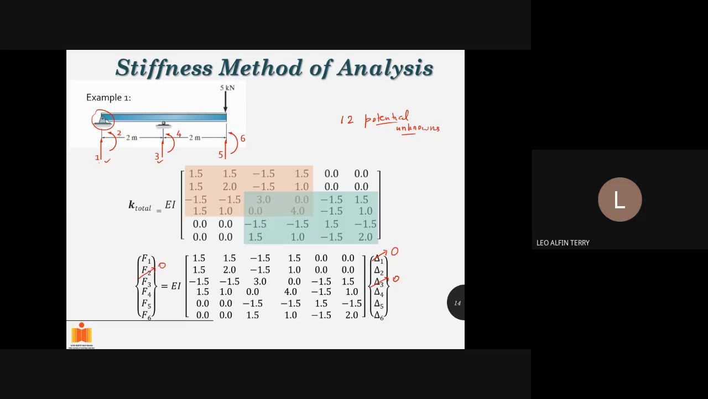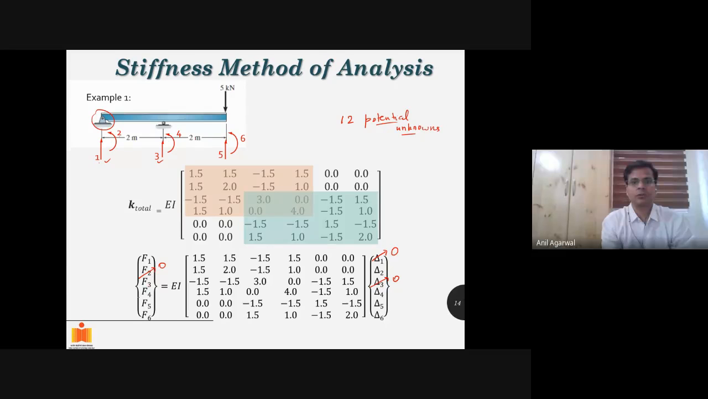Similarly, F3 we don't know, but we know F4 is 0. We are not applying any net moment here. Okay. F4 is 0. And F5 we know already. It is 5 kilonewton in downward direction. So this is minus 5. And F6 is 0. So how many do we know?